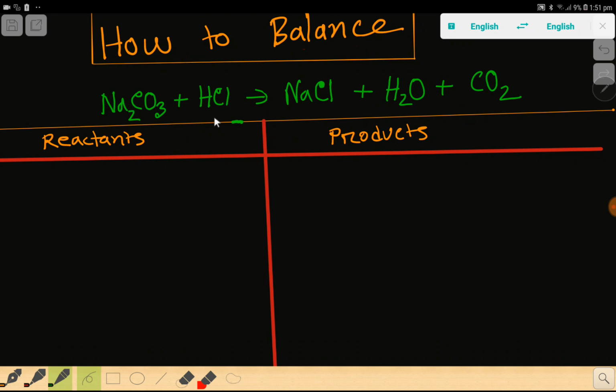This is sodium carbonate, this is hydrochloric acid, this is sodium chloride, this is water, and this is carbon dioxide. Okay, to balance this reaction we have to make a table like this.